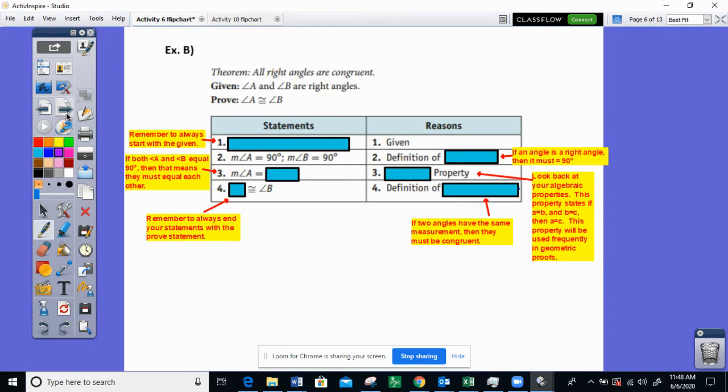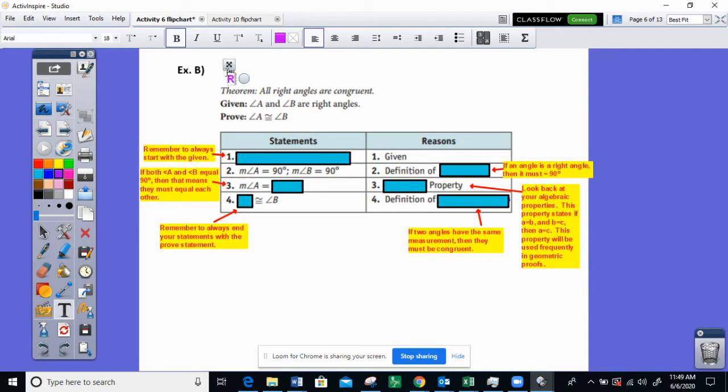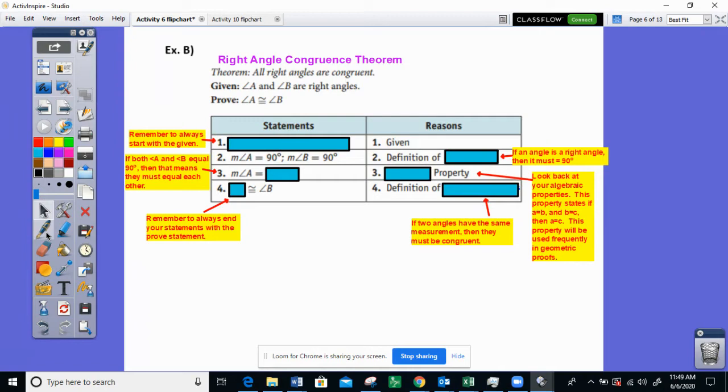So let's look at another example. This one is a fill-in-the-blank proof, also on page 66. We're trying to prove that all right angles are congruent. If you were looking for a name for this theorem, it would be the right angle congruence theorem. Just like the name of the last theorem was the vertical angles theorem. So we're given that angle A and angle B are right angles. Okay, so that's always the given information. We're going to start with that.